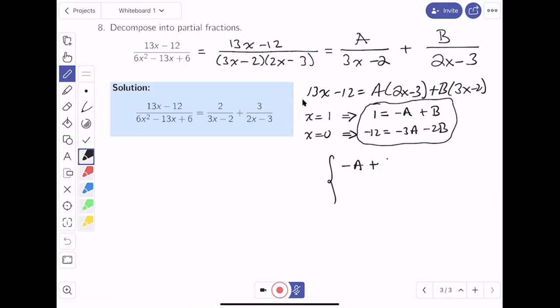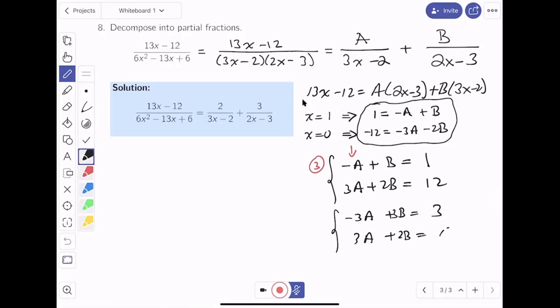Minus a plus b equals 1. And the other one's going to be minus 3a minus 2b. I'm just going to multiply by minus 1, by the way. So 3a plus 2b equals 12. And I'm going to eliminate a in the problem by multiplying the top equation by 3. Let's go through that. And what do you get over there? Minus 3a plus 3b equals 3. And the second equation is 3a plus 2b equals 12. Add them together. This is 15. This is 5b. So I know b is 3.